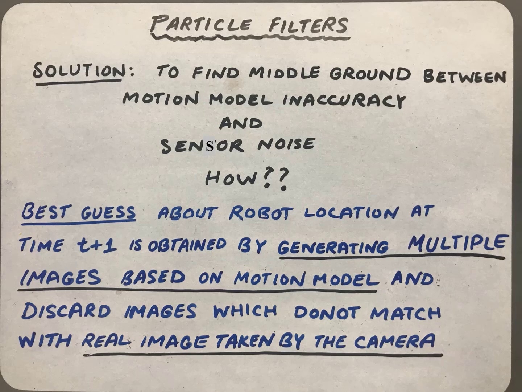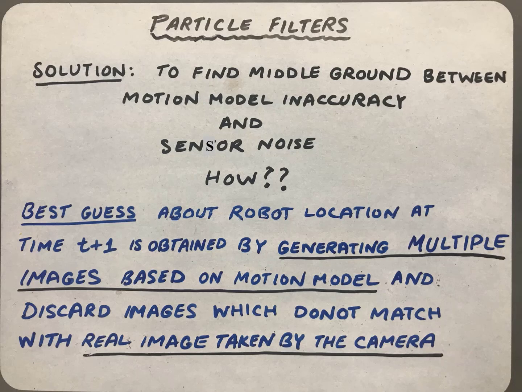So what the particle filter does is that it helps us find a middle ground between the motion model inaccuracy and the sensor noise. So we have to find a middle ground. And as you can expect, the best guess you can come up with will be the one in which this middle ground has been followed. So one way to do it is that we generate multiple images based on the robot motion model, and then we try to match those images with the real images taken by the camera.